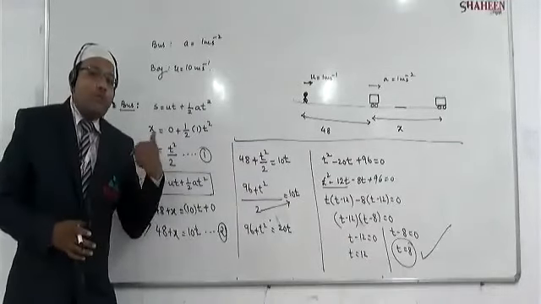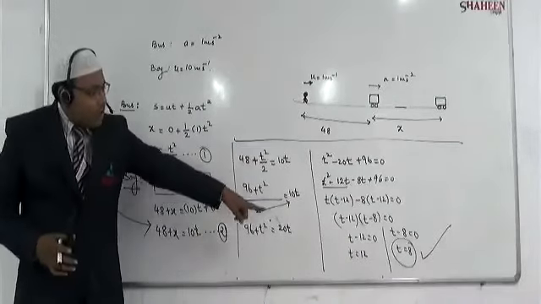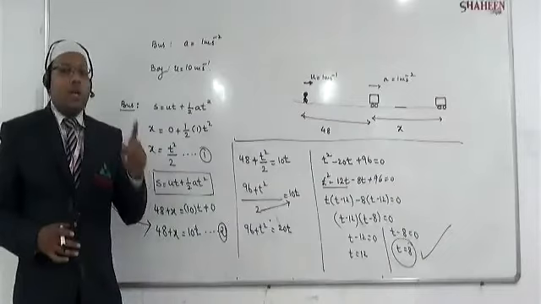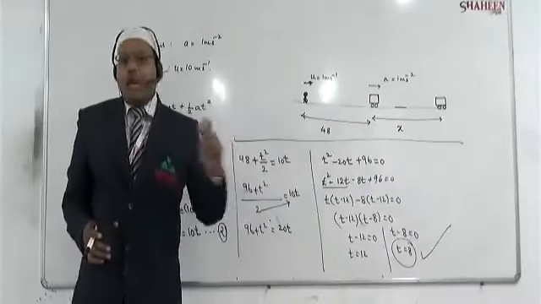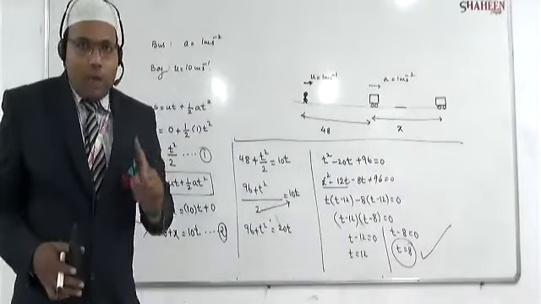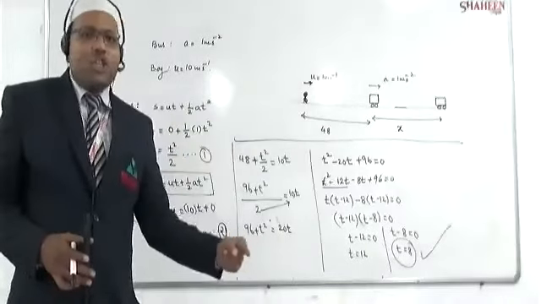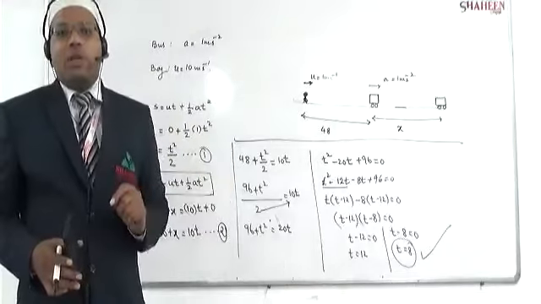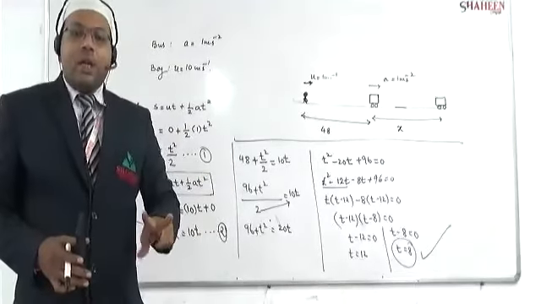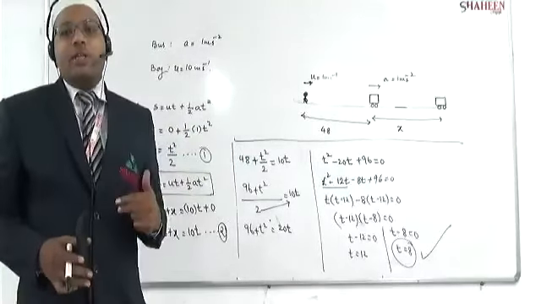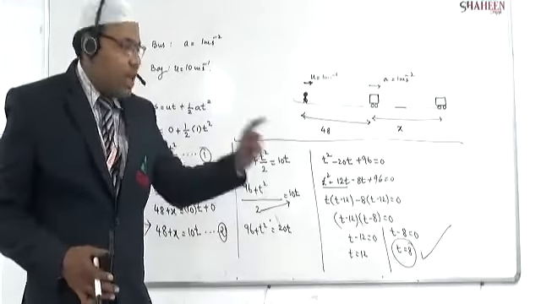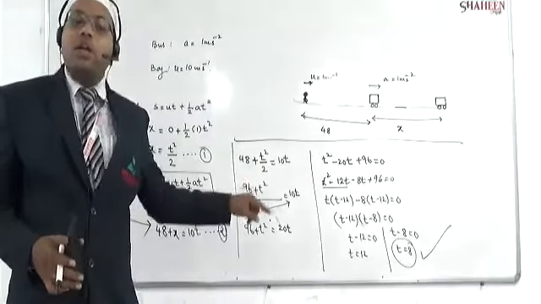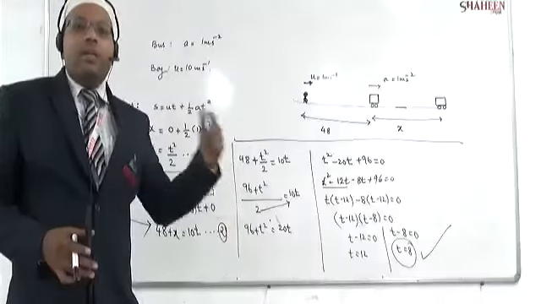Why are we not going for the larger value of t? Because at t is equal to 8 he is going to catch the bus. At t is equal to 12 where will he be? He will be in the bus only. So both answers are correct, but he is asking how much time he takes to catch the bus. So at t is equal to 8 he catches the bus, and at t is equal to 12 he will be in the bus itself.